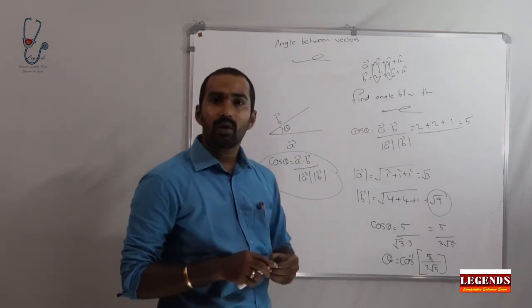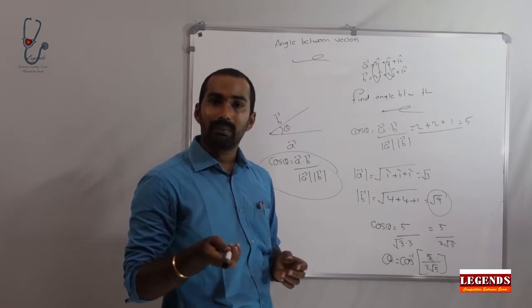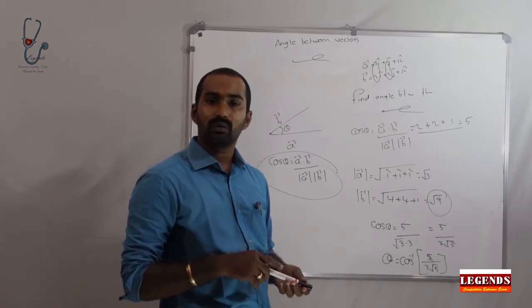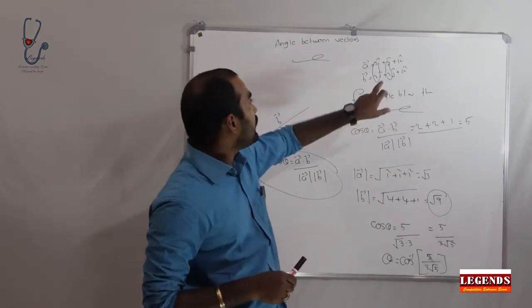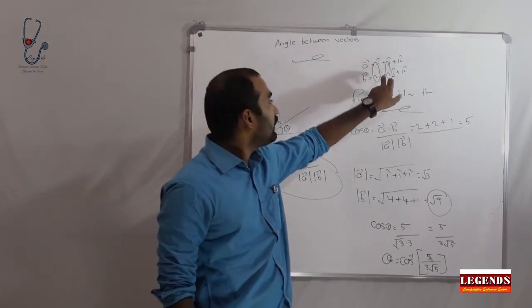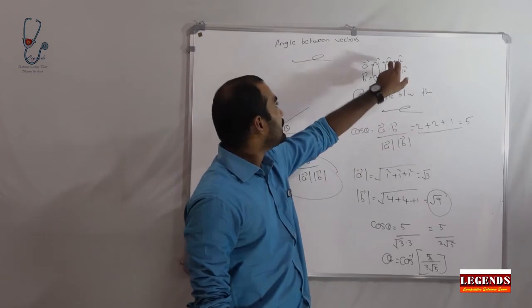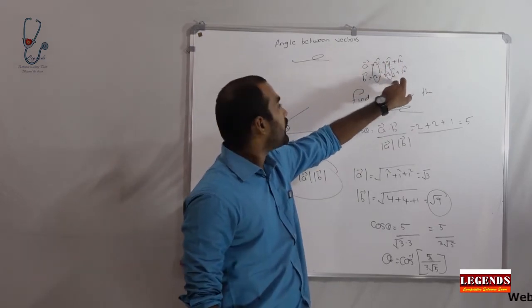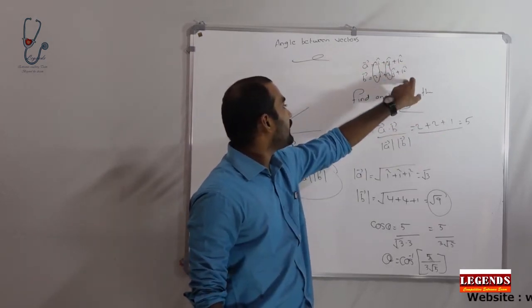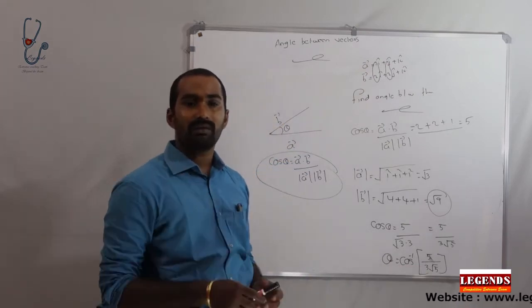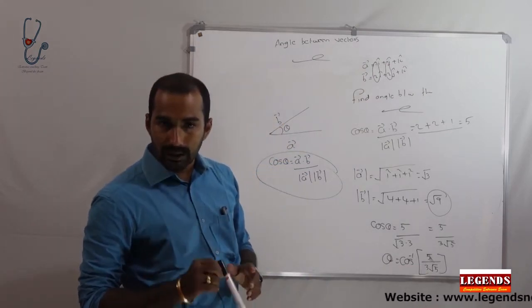Cos theta is equal to a dot b by magnitude of a into magnitude of b. How can we find the dot product of two vectors? Take the product of their coefficients and take the sum. Here the coefficient of i is 1 and here is 2. 1 into 2 is 2. Then plus the coefficient of j, 1 into 2 is 2. Again plus 1 into 1 is 1. The dot product value is 2 plus 2 plus 1, which is equal to 5.